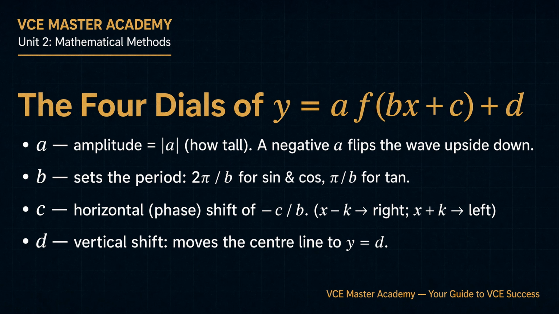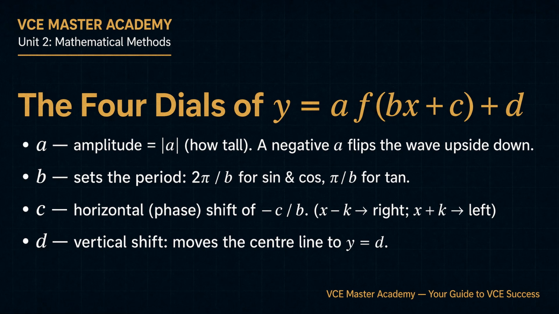The first dial is A. This is the amplitude, how tall the wave is. It stretches the wave up and down. The amplitude is the size of A, written as the absolute value of A. And if A is negative, the wave flips upside down.